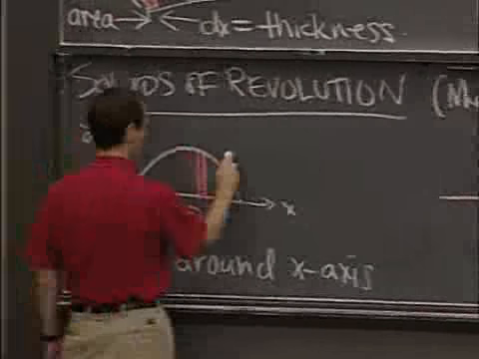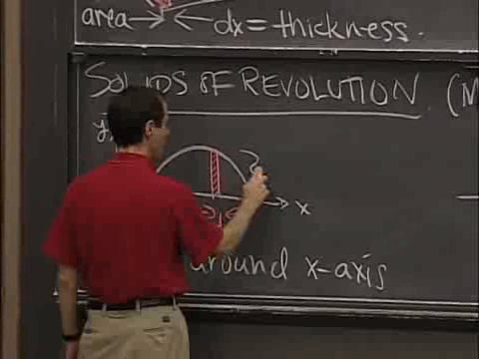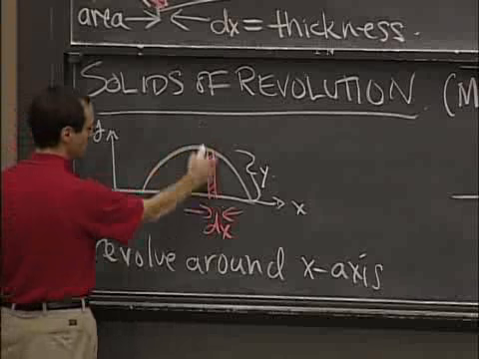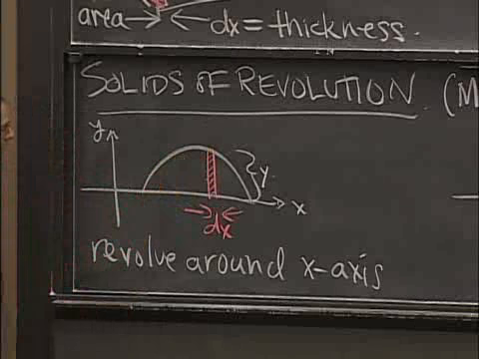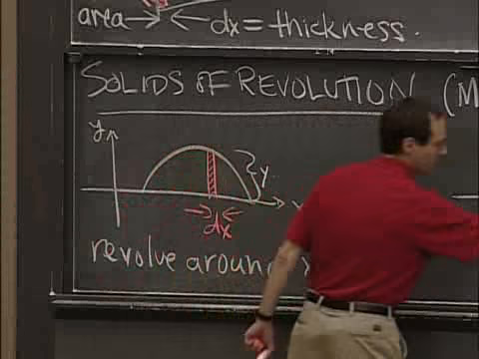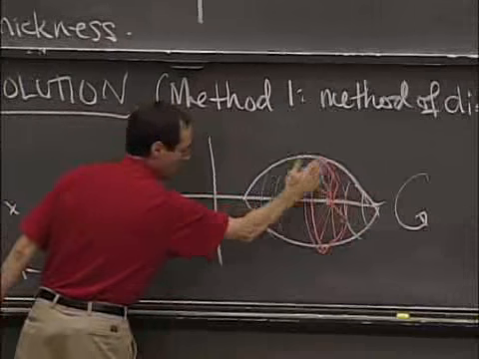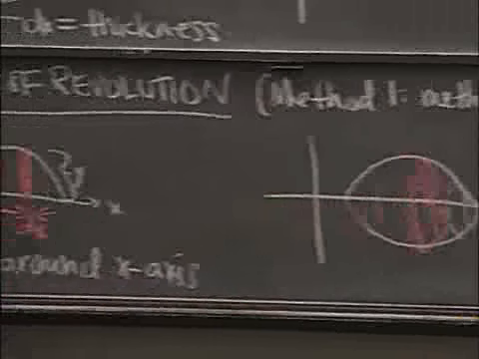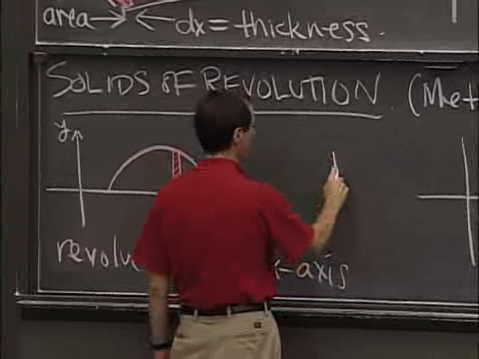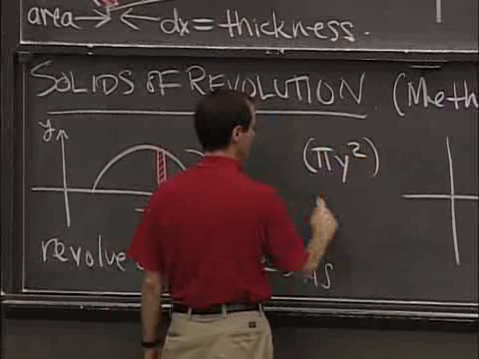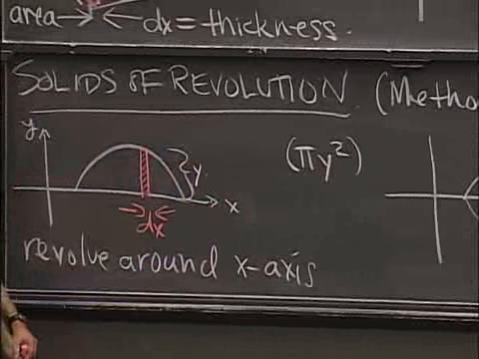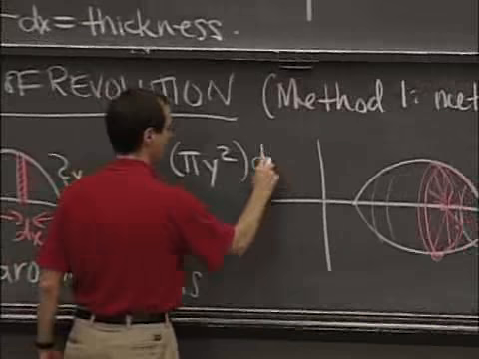If this height, so this height is what we usually call y. Y is usually a function of x. It's varying. This particular distance is y. Then the area of the face is easy to calculate because it's a circle, or a disk, if you like, with this radius. So its area is pi y squared. So that's, if you like, one of the dimensions. And then the thickness is dx.